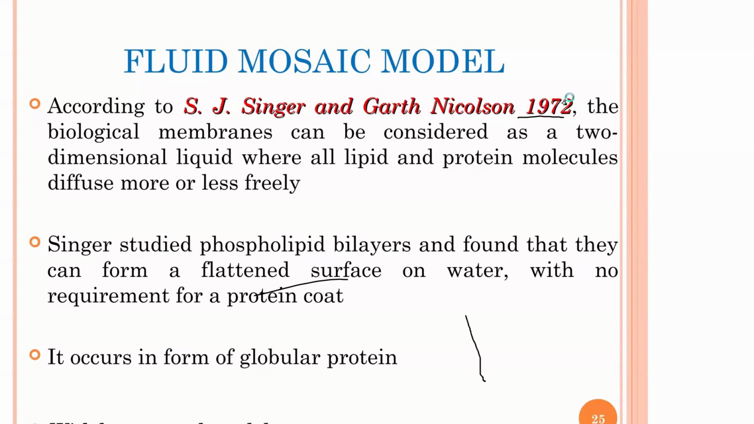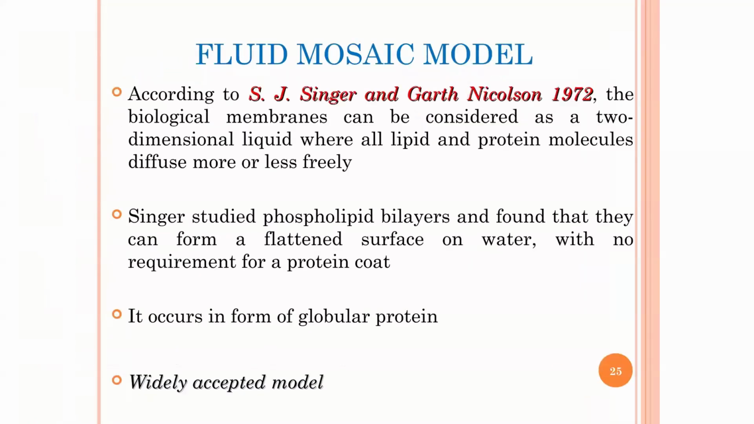So this concept of Singer and Nicholson is all about the lipid nature of the cell membrane, where all the proteins and phospholipids are flattened on the water surface, and they can move from one point to another. It also occurs in the form of globular proteins. It means that in the cell membrane, there are so many proteins and there are so many carbohydrates and lipids. Most of those proteins are like a mass in a pulse, and that fluid allows some of those molecules to move from one point to another. And that is the concept of the fluid mosaic model, and it is widely accepted.